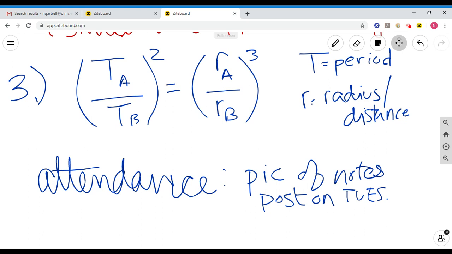Here's what you will need for the lesson. You will need your textbook. You will need a calculator, and you'll need your notes. So take a moment, pause the video, and go get all that stuff.